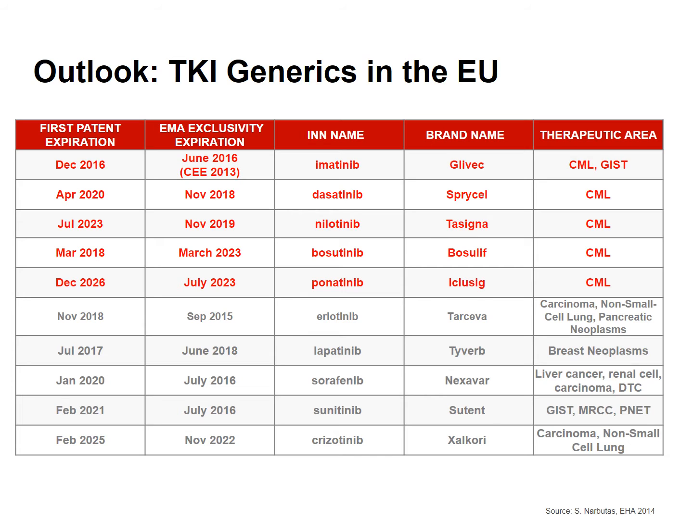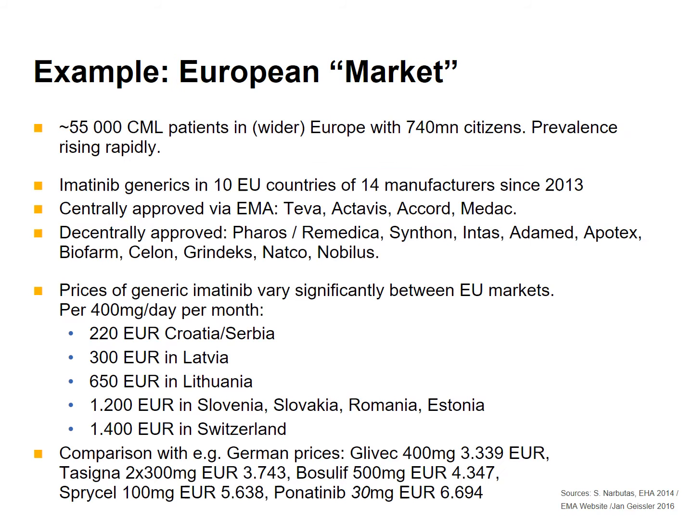So the issue of generics is not only an interest of patients taking imatinib, but it will be something that will follow us in CML across the different TKIs, but also in other cancers. And that's why it's so important that we know about what is happening there.